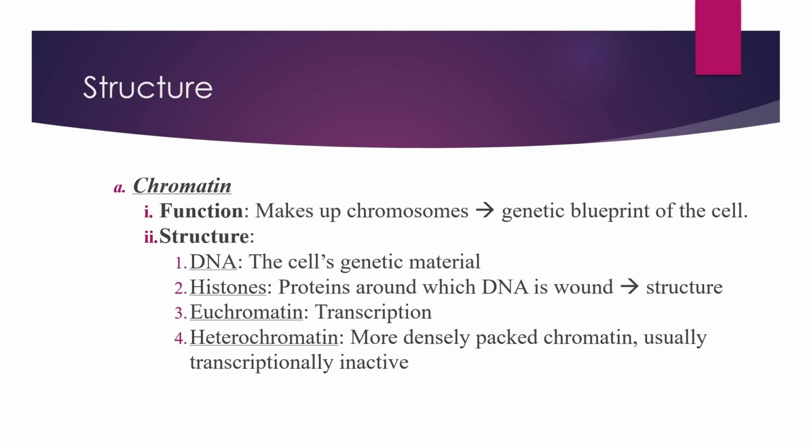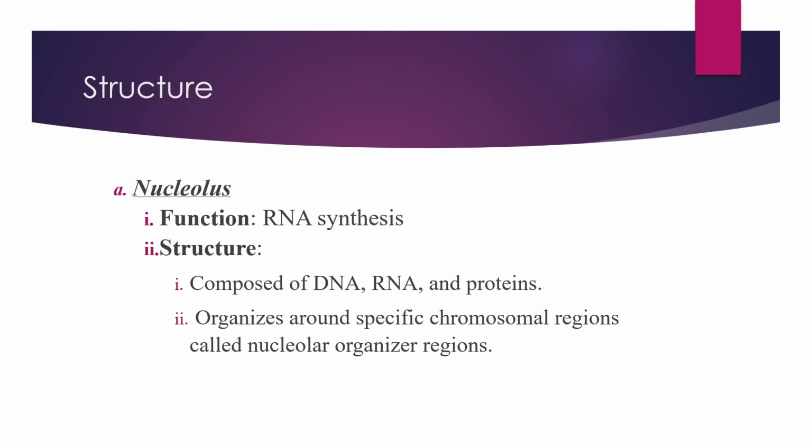There's euchromatin, which is less densely packed chromatin. It's typically active in transcription, and it's a key part of how we get chromosomes, how we get all of this genetic material structured around how we are and who we are. And then there's heterochromatin, which is more densely packed chromatin and is usually transcriptionally inactive. So euchromatin is less densely packed, more active, and heterochromatin is more densely packed, less active.